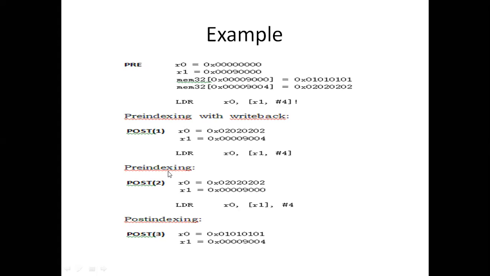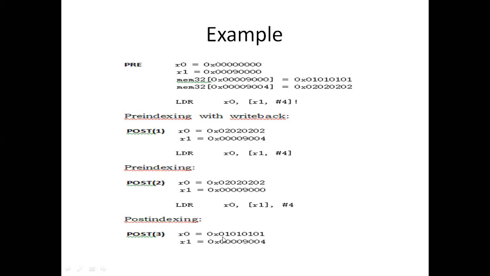That is pre-indexing with the write back. Only pre-indexing, what we have is that R0 was 2020202. So what I am doing is fetching the value at R1 plus 4, but the value of R1 is unchanged. It is still 9000. But the value of R0 has been 2020202. We are taking the value only from R1 plus #4, that is 2020202, but we have not updated the value of R1.